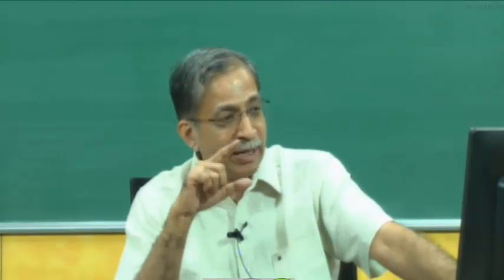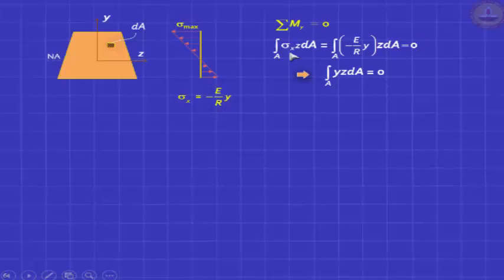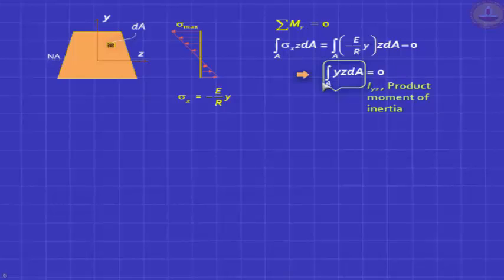Now this equation is normally not understood well by students, so I want you to pay attention. We are now saying the moment not only with respect to the z axis should be equal to 0, but it's also with respect to the y axis. Now if you understand clearly what this means, you'll find that if you substitute here sigma x equal to minus E by R times y, you're getting an interesting requirement, that is integral yz dA equal to 0. This integral y squared dA is second moment of area, integral yz dA is called the product moment of inertia, which you may have studied.